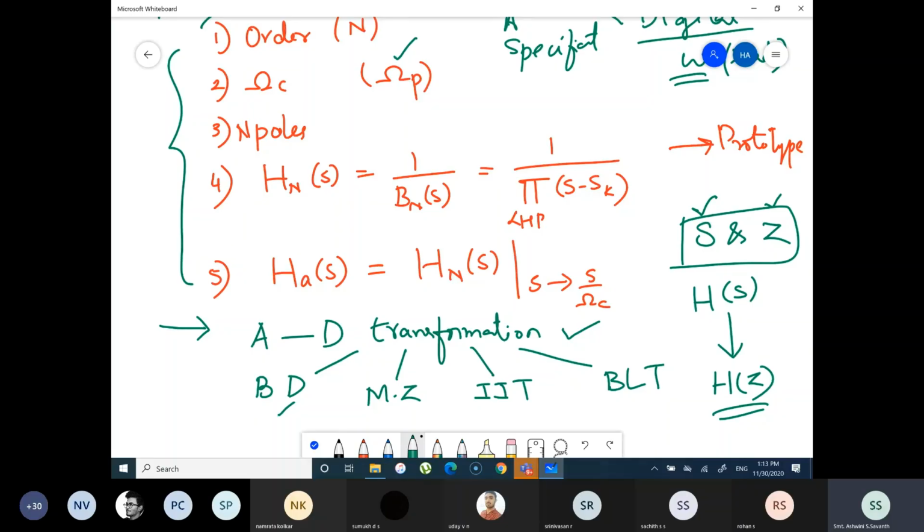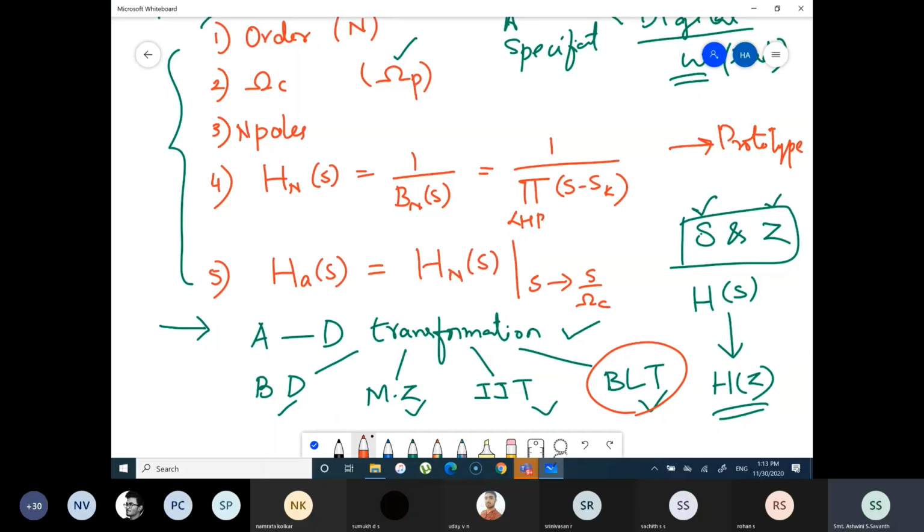So in each of these methods that I have told you here, there are different ways to convert S to Z. Each of them has its own advantages and disadvantages. Among that, bilinear transformation is found to be the best transformation for analog to digital. Okay, because some of these transformations also bring about the possibility of aliasing. That also happens. What is aliasing?